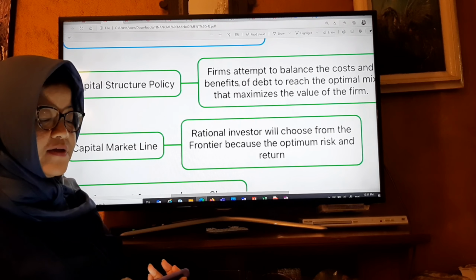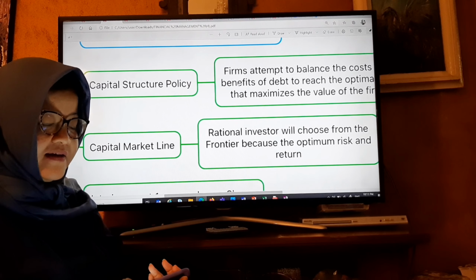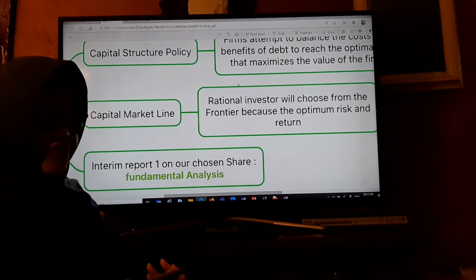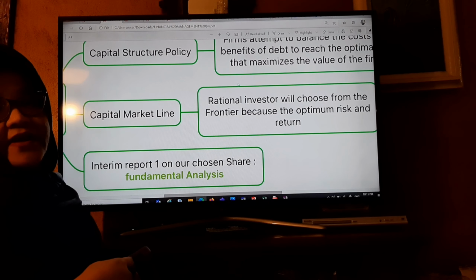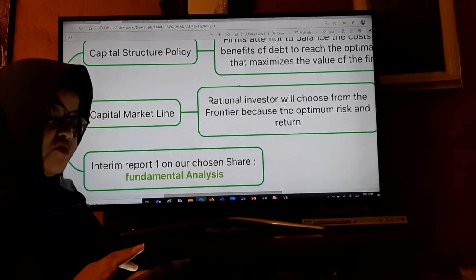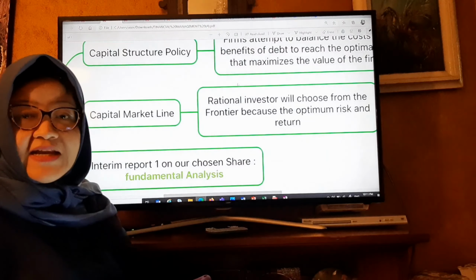So in this 4th week, we learn about capital structure policy and the capital market line. And also we have to complete our first interim report of our chosen share. I chose ICBP, an Indofood company, and we then have to present the fundamental analysis on the issue.